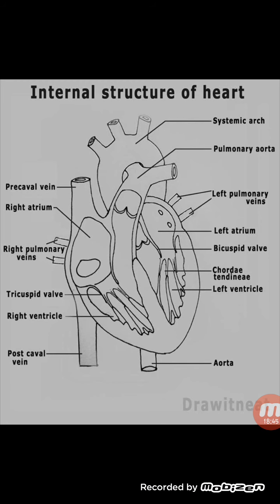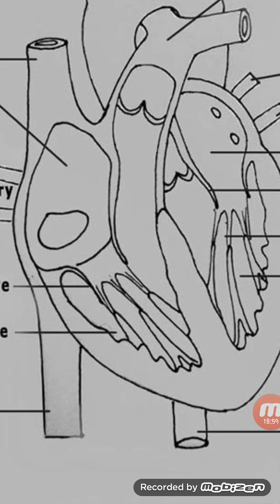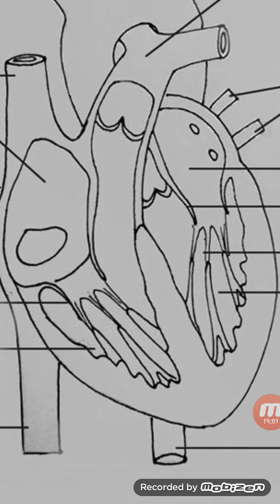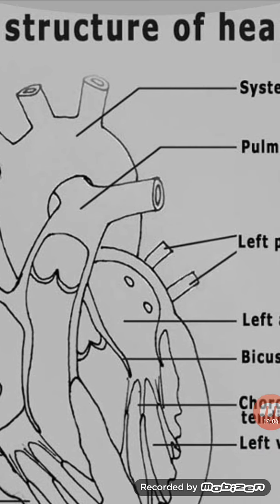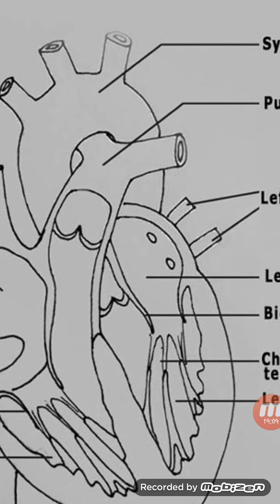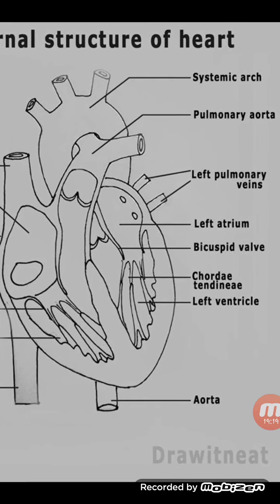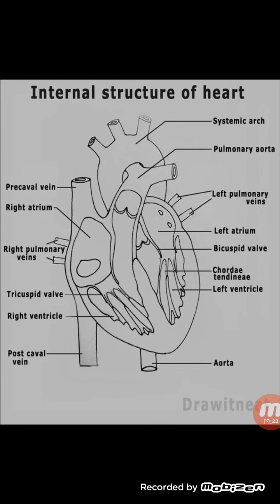See here, this is systemic arch, this is pulmonary arch. This pulmonary arch arises from the left anterior angle of the right ventricle. This is right ventricle. Next one is systemic arch. This systemic arch arises from the left ventricle. Its opening is guarded by the aortic valve. It transports oxygenated blood to different parts of the body through its branches.